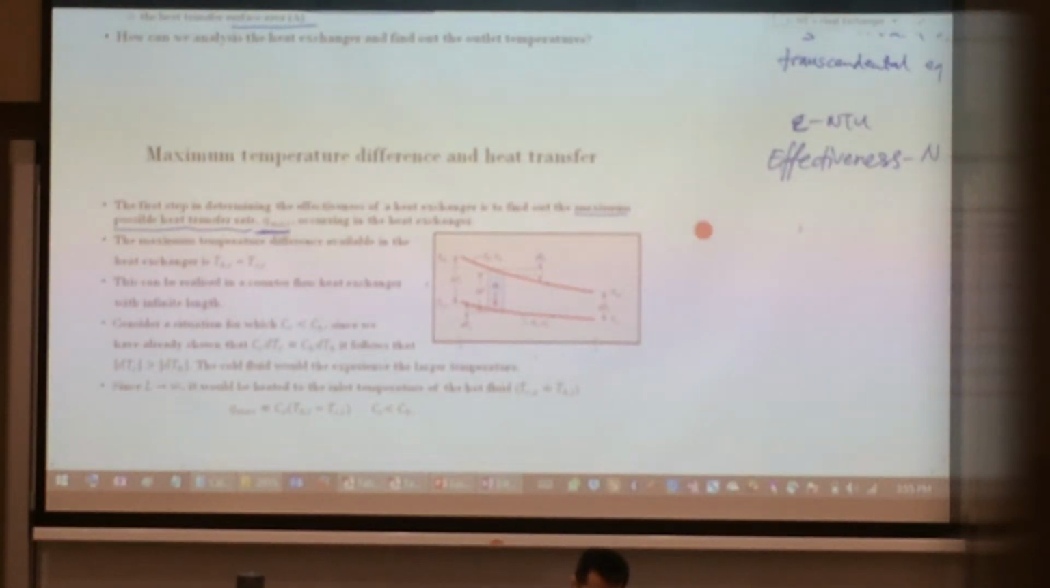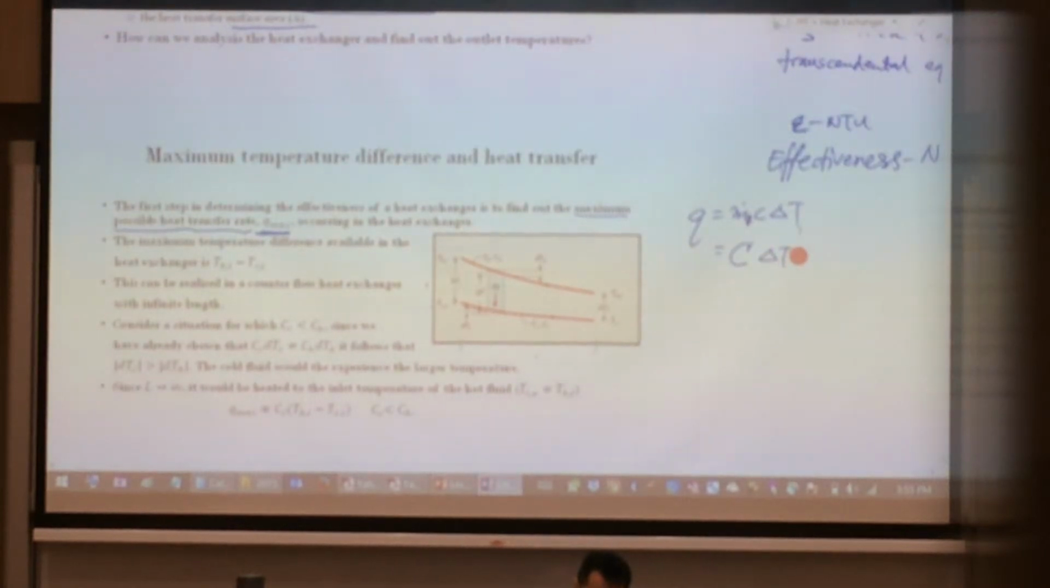Now we have seen before, Q is equal to m dot C, maybe not for cold, but generally, so m dot C and your temperature difference. That's how you find your heat transfer rate. And this m dot C is actually the same as capital C delta T.